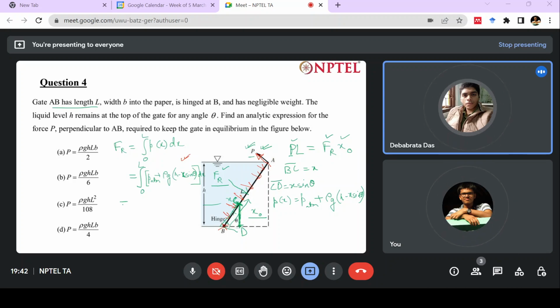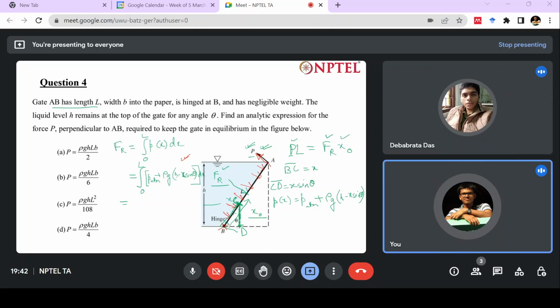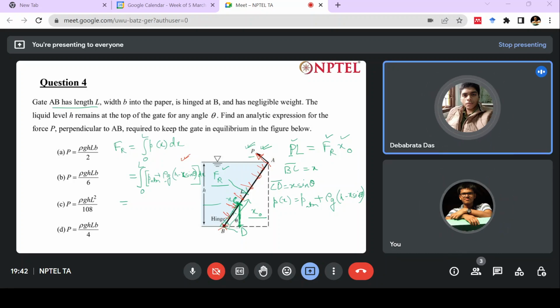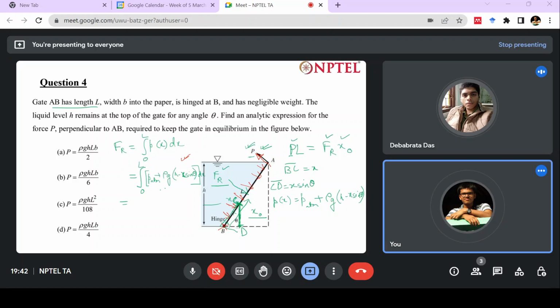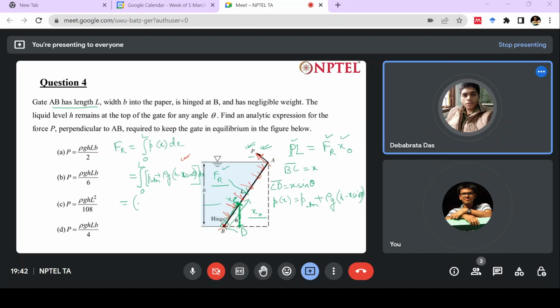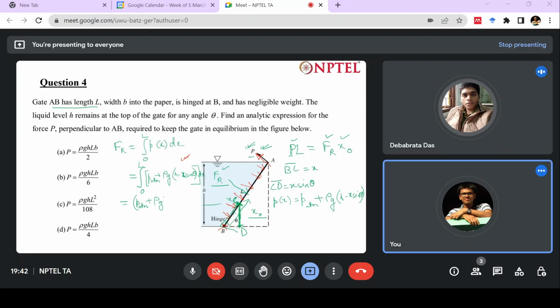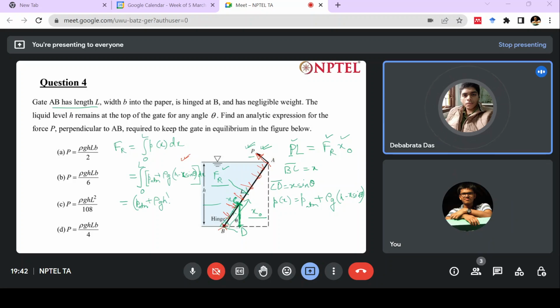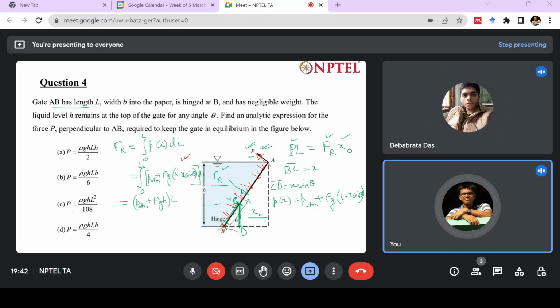P atmosphere plus rho g h is constant. So this part is constant, and this will be (P atmosphere plus rho g h) into L. Correct? Yes, this is correct.